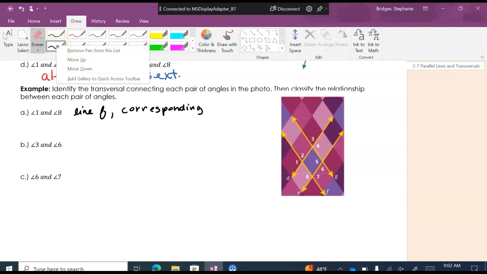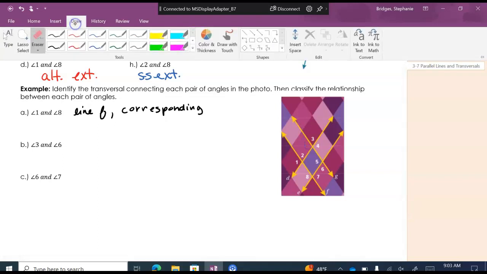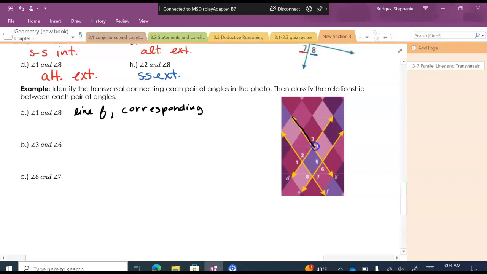All right, if we're looking at angles 3 and 6, here's angle 3. Here's angle 6. What's the one line they share? Okay, so line G is their transversal. And then what kind of angles are they? They are exterior. Are they on the same side or alternate exterior? Yep.